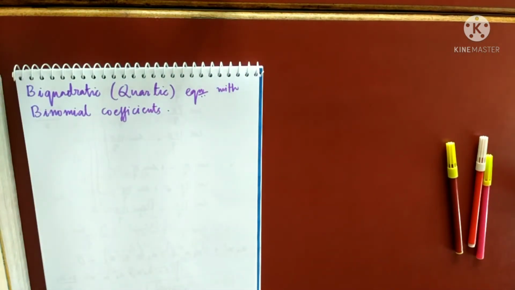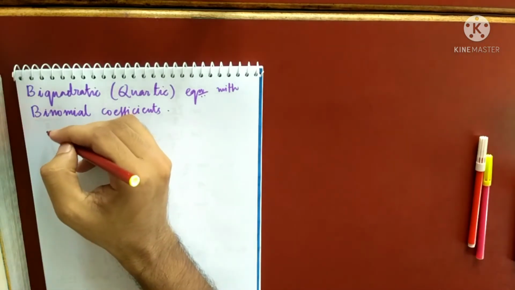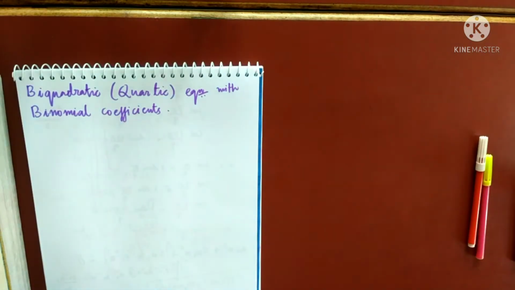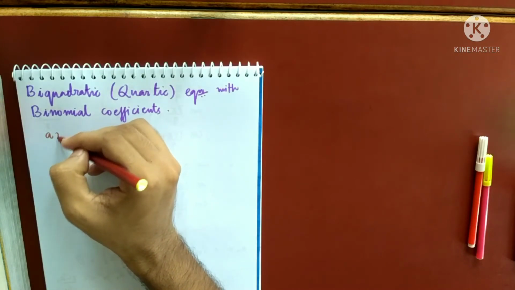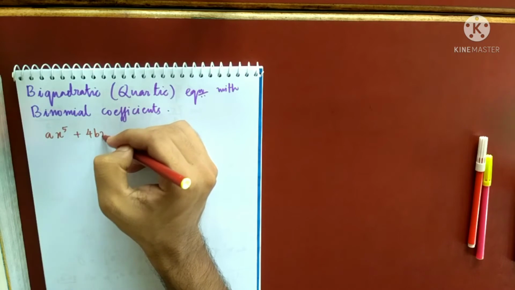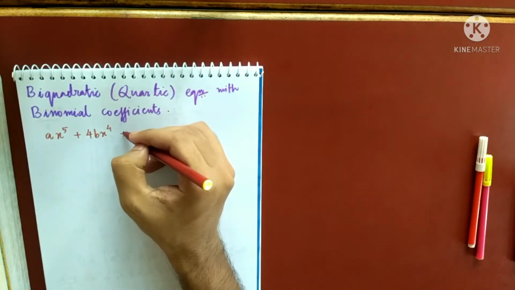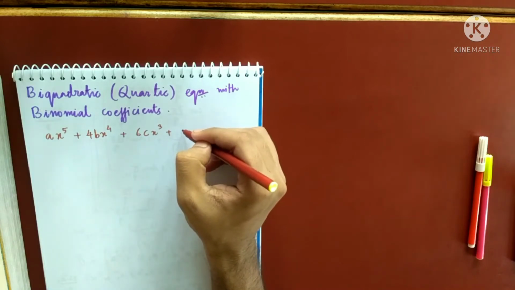Let me consider a quartic equation with binomial coefficients. That is, binomial coefficients here will be 4C0, 4C1, 4C2, 4C3 and 4C4, right? That means 1, 4, 6, 4, 1. So let me call this as A. So A x to the power 5, 1, then 4B x to the power 4, then 6C x cube plus 4.